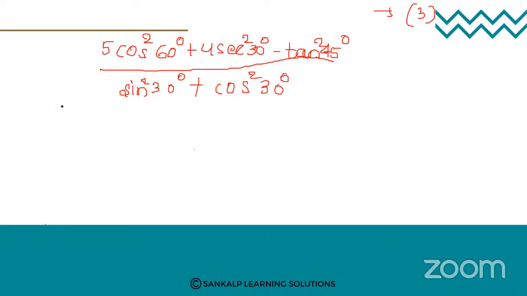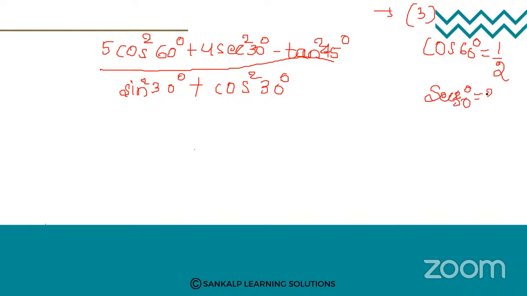Yes, how to solve this question? First, cos square 60 degree means first we have to remember what is the value of cos 60. Cos 60 means it is 1 by 2, right? Next, sec 30 degree, sec square 30 degree. So first sec 30 degree. Sec 30 degree means what?